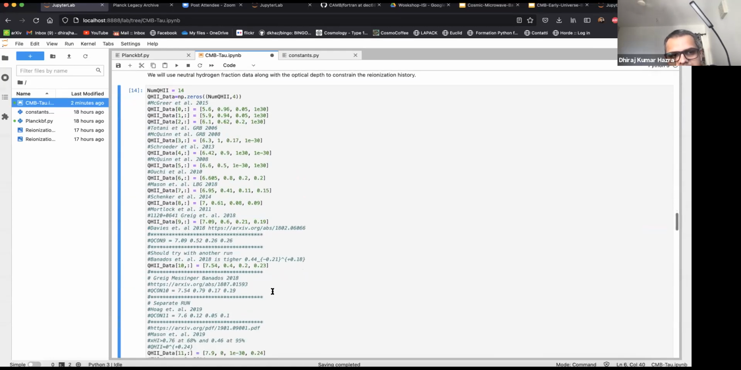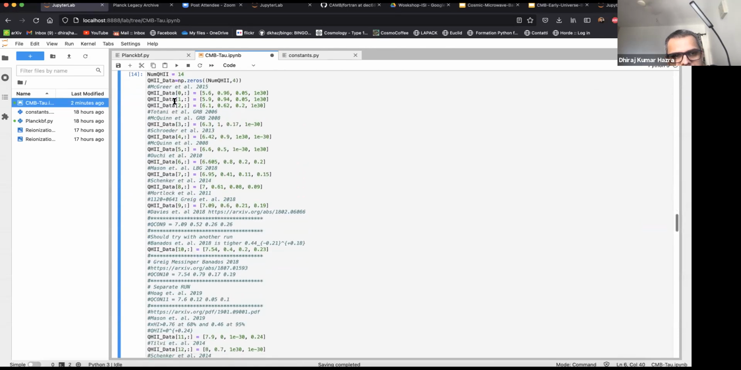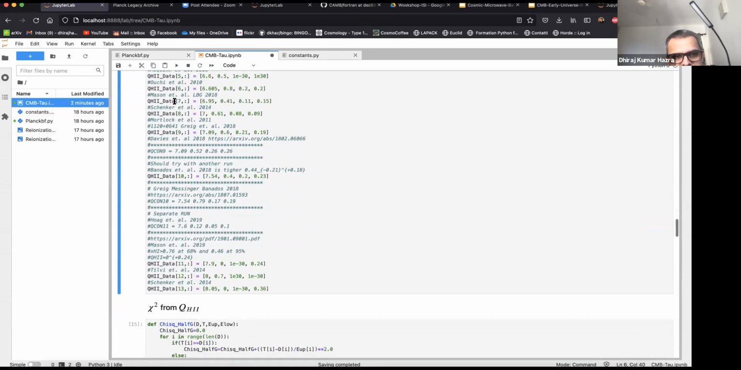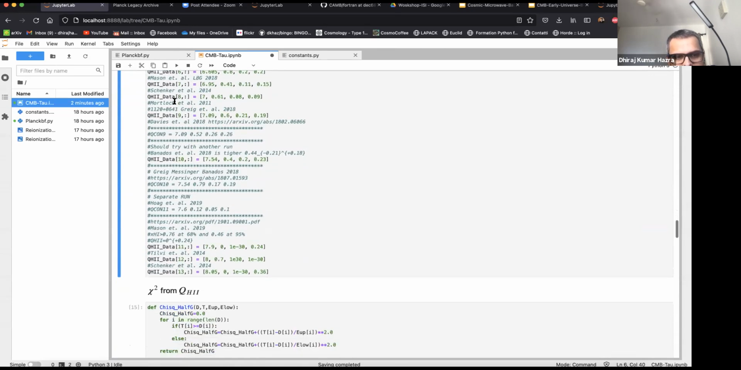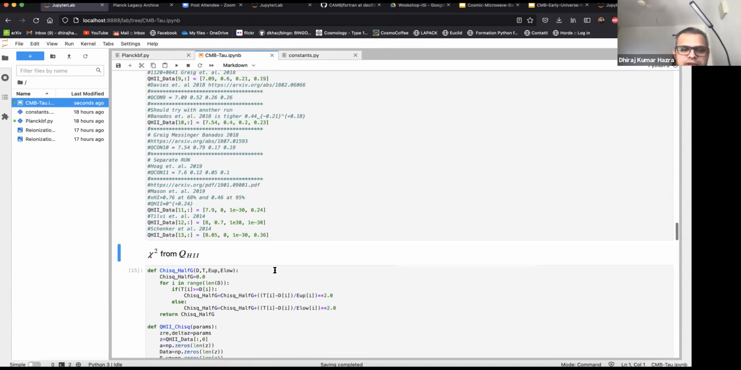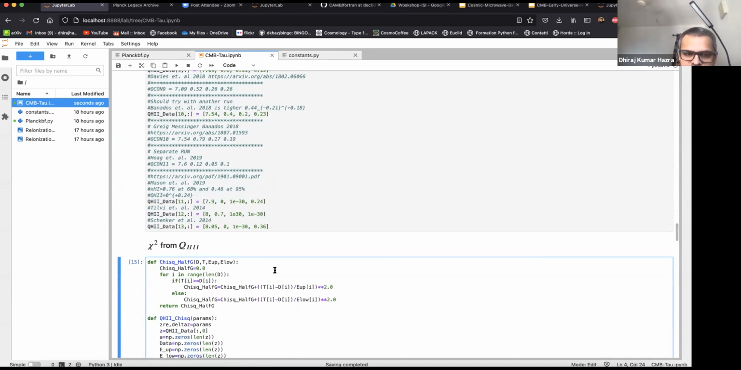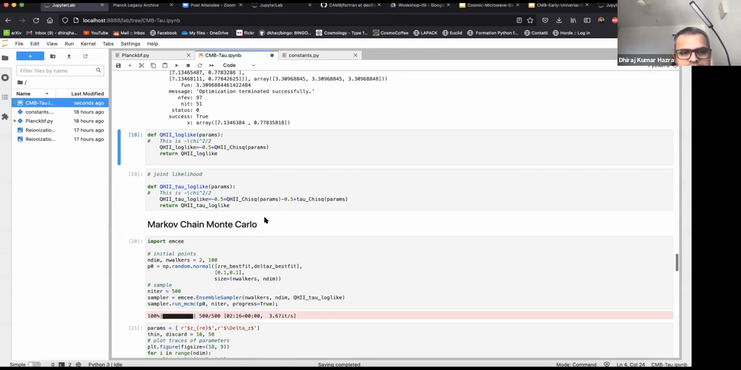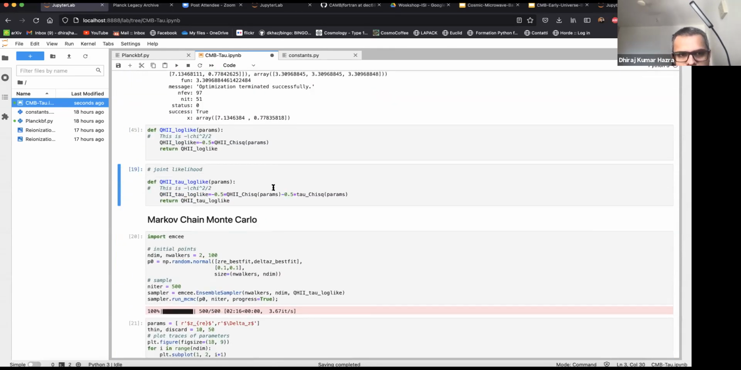Now, neutral hydrogen or free electron fraction data. There are different data sets I have plotted here, from different observations. All the references are also provided here, and the chi-square from this neutral hydrogen data you can compute here as well. You can compute QH to log like, QH to tau log like. That means that you are adding the chi-square from the optical depth and from the neutral hydrogen. Neutral hydrogen I need because CMB doesn't say when the reionization was finished.